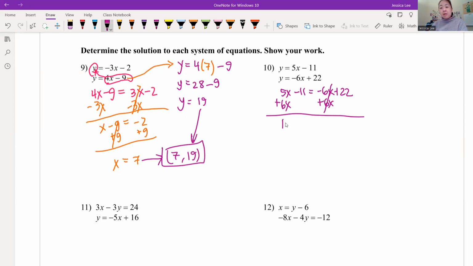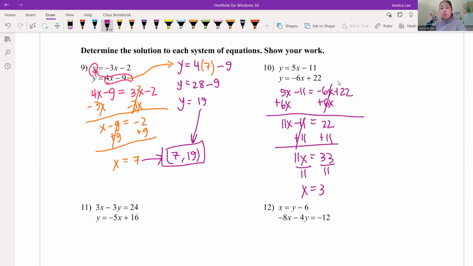So this is going to be 11x minus 11 is equal to 22. Okay, now it's just a two-step equation. We're going to add 11 on both sides. 11x is equal to 33. And we're just going to divide by 11 now. X is equal to 3.